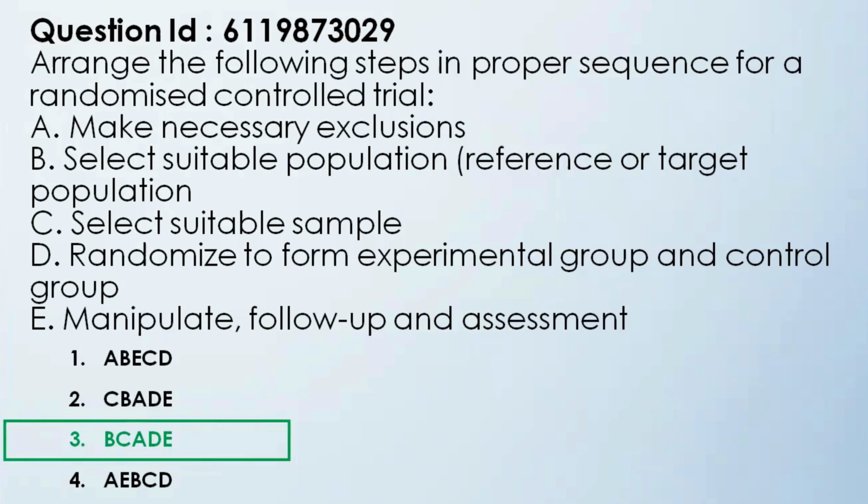So you start with the population, identify which target group you want to have the study on. From that target group, you will select your sample. From that sample, you will make the necessary exclusions based on your inclusion and exclusion criteria. Then you would randomize the included participants into the experimental and control group. And finally, you would manipulate, follow up, and assess the participants. So that would be the proper sequence for an RCT. I hope these little tips and tricks are helping you solve these questions. So let's move on to the next question now.